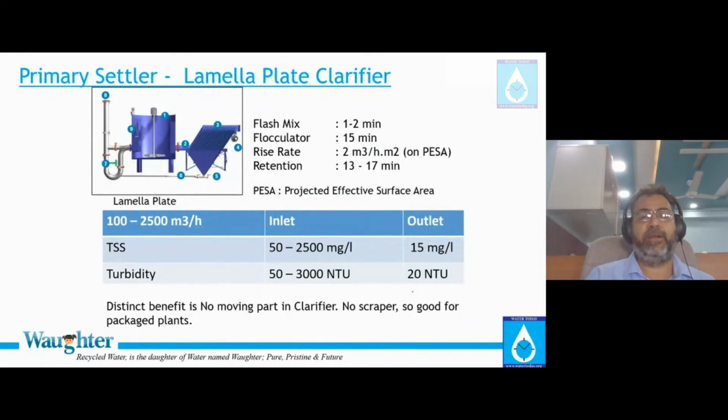When it comes to the plate clarifier, again, it's a beautiful clarifier, very superior. Flash mixing time is only 1 to 2 minutes. Flocculation is 15 minutes. Rise rate is 2 meter cube per hour per meter square on PESA. PESA stands for projected effective surface area.